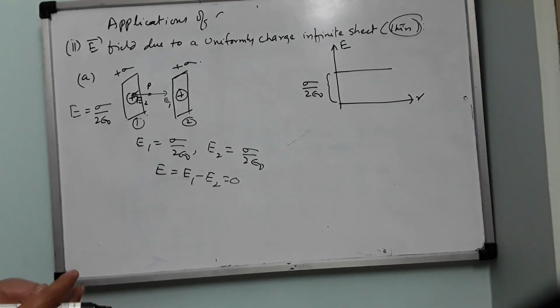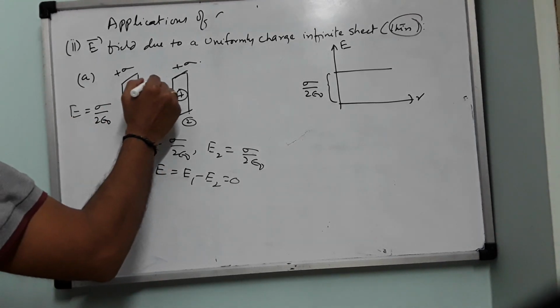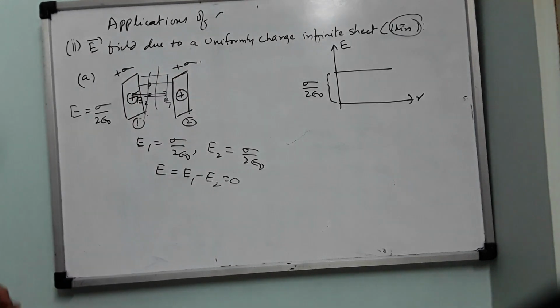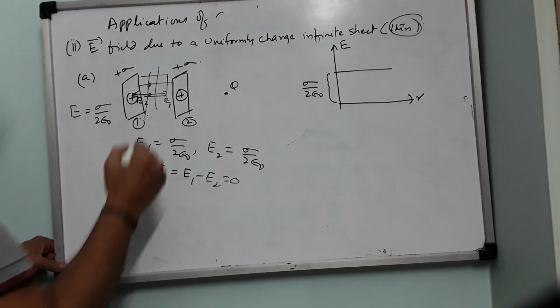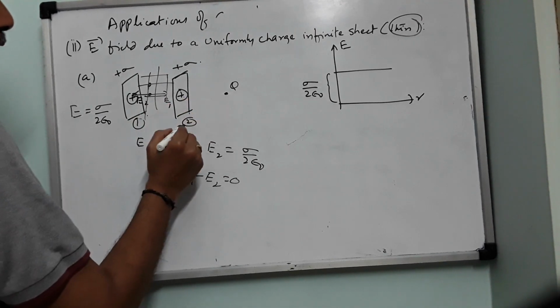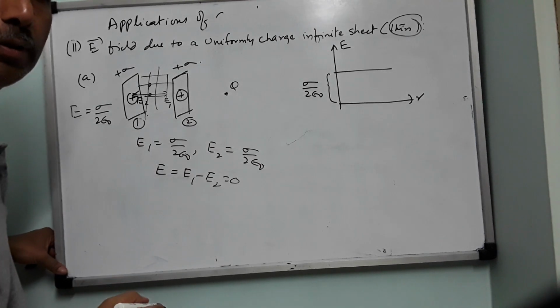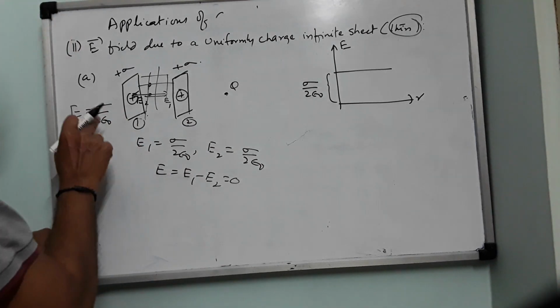Therefore, for two similarly charged plates, the electric field in between them will be 0. Here there is no electric field at all. But if you consider a point here, say Q, will plate 2 produce more electric field at Q or will plate 1? Both of them will produce the same electric field at Q because it is independent of the distance.